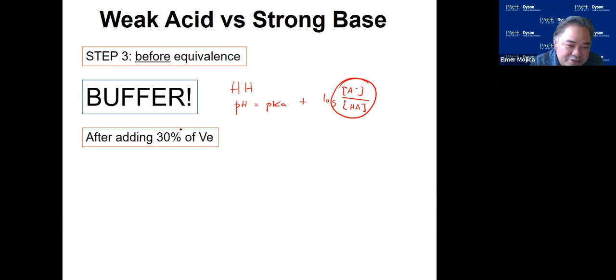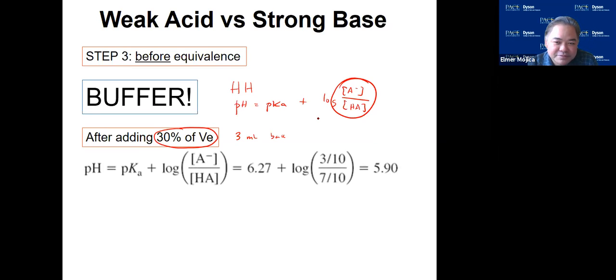So after you add 30% of your equivalence point volume, or we could say 3 ml of the base, what happened? You can write it like this. So you have 3 over 10, and then why is this 7 over 10? Anyone?